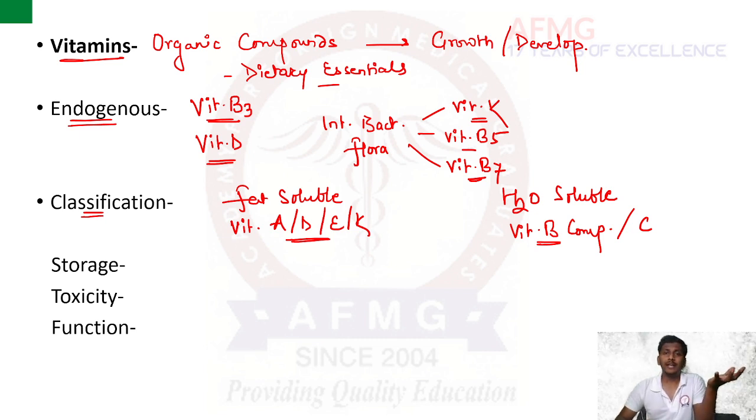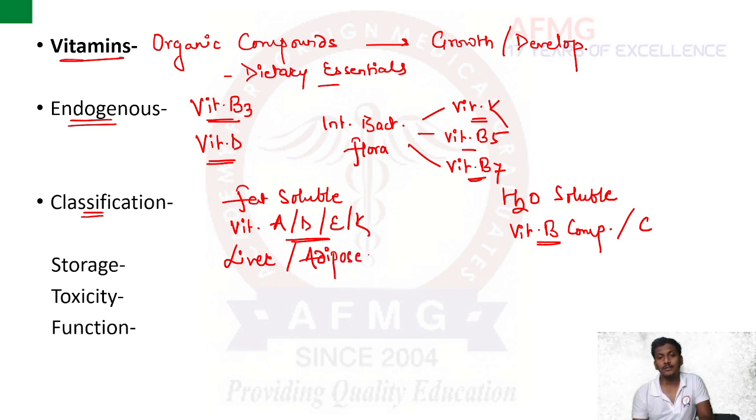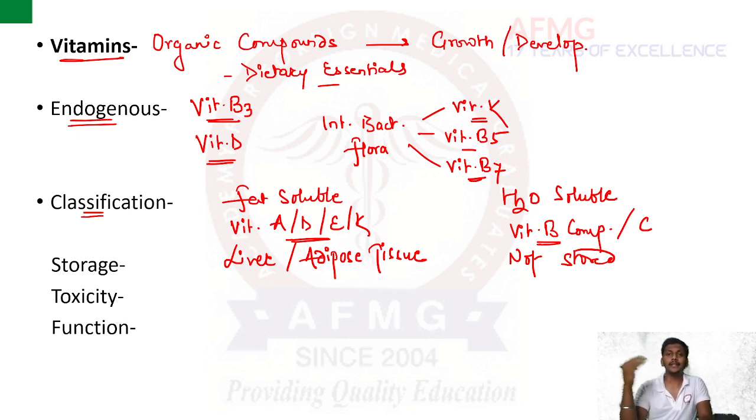The fat soluble vitamins, that is ADEK, require chylomicrons for their transport, whereas water soluble vitamins do not require chylomicrons for their transport, right? Secondly, fat soluble vitamins can be stored inside our body, and the major storage sites would be the liver and the adipose tissue, whereas the water soluble vitamins cannot be stored inside our body. Please remember, they are directly excreted out in the urine.